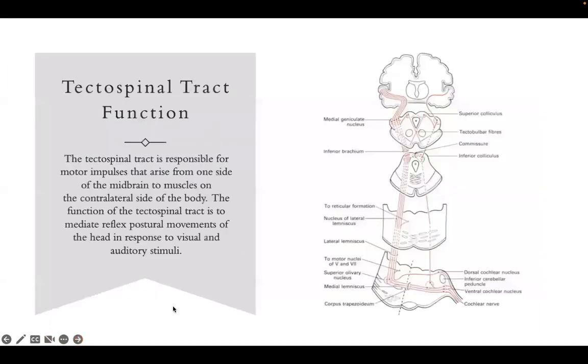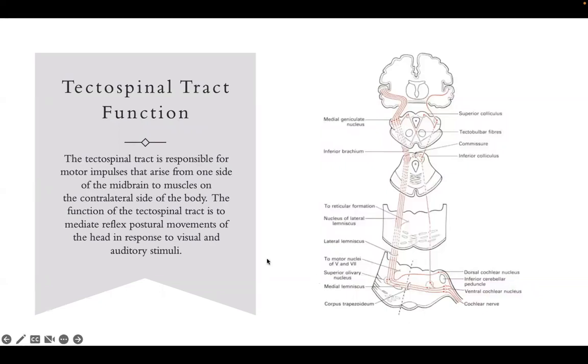All right, so the tectospinal tract is responsible for motor impulses that arise from one side of the midbrain to the muscles on the contralateral side, or the opposite side of the body. The function of the tectospinal tract is to basically mediate reflex postural movements of the head in response to visual and auditory stimuli. So hearing and seeing, obviously.